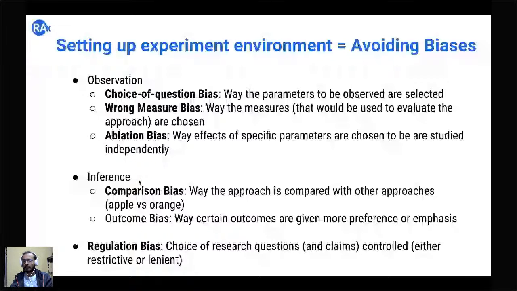The first kind of bias is comparison bias, which is, let's say that you have an approach or research method, and you now want to boast about it by comparing it with other kinds of approaches, right? But then when you are doing it, you have to be very careful with whom you're comparing. Because if you're comparing an apple with an orange, that's a bias, and then you're trying to show that apples are a lot better than oranges. That's a bias, right?